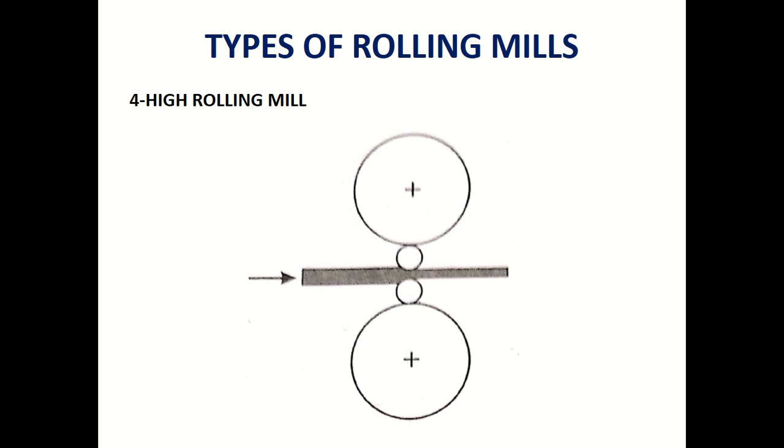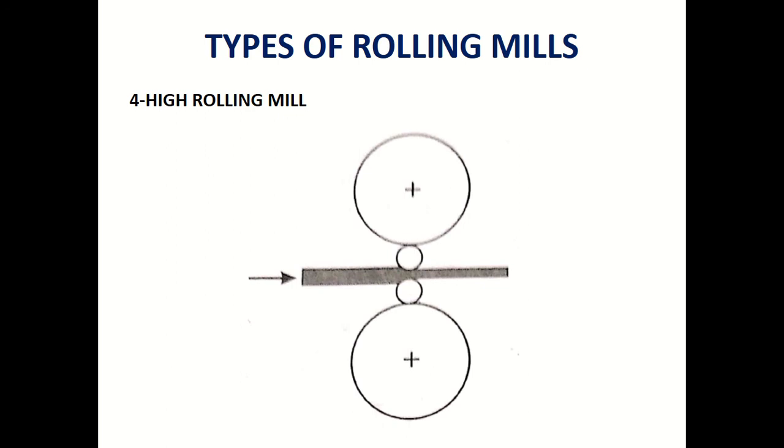So in a four-high rolling mill, the centers of all the four rollers must lie on a single vertical axis. If you look at this, you can see that the centers of all four rollers lie on a single vertical axis. If that is not satisfied, the system may fail. So you will get the hot and cold rolled plates and sheets using this process.